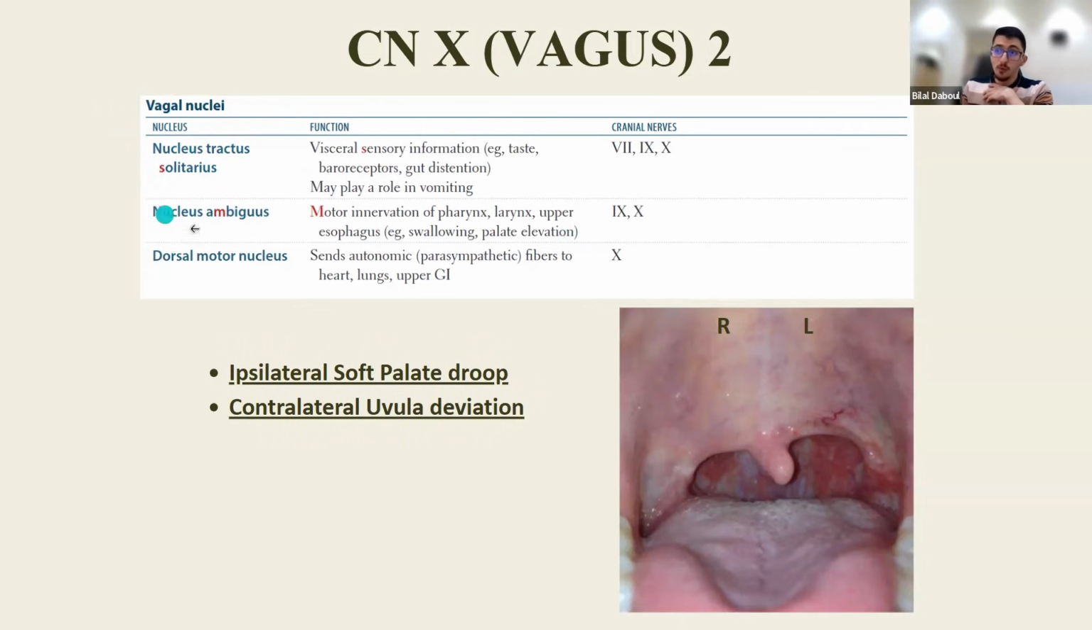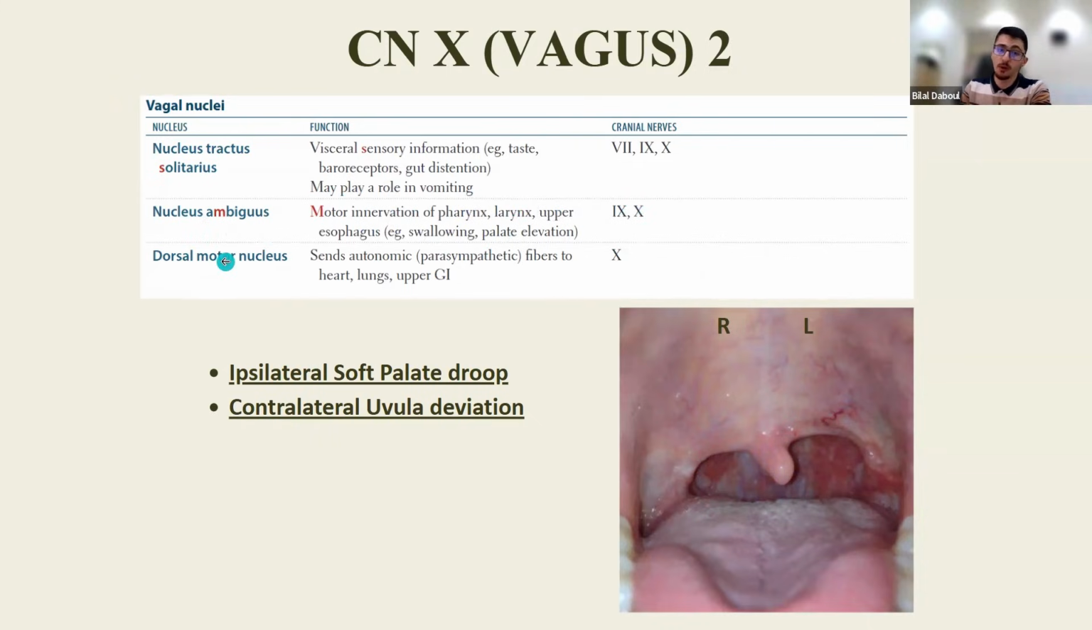Now, for the nucleus ambiguus, which is the most important one, it's responsible for the motor innervation of the pharynx, larynx, and upper esophagus. So if I have a lesion affecting the nucleus ambiguus, I would expect dysphagia, dysarthria, ipsilateral drooping of the soft palate, as is shown here. So here, if you notice, that's the right side, that's the left side. I have ipsilateral drooping of the soft palate relative to the other side due to probably a lesion to the nucleus ambiguus. And I would have the uvula deviating to the opposite side. So contralateral deviation of the uvula.